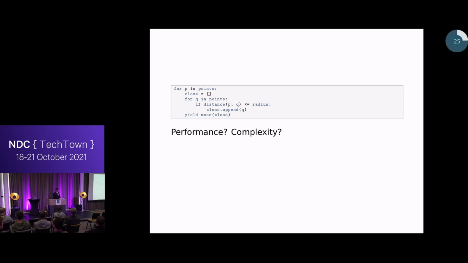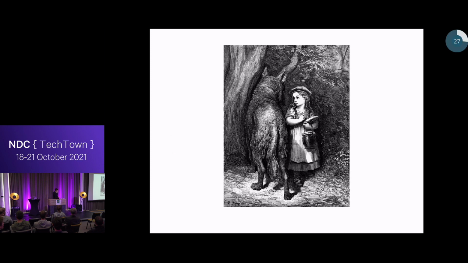So anyone want to take a stab at the performance and complexity of this? This is not a trick question. Anyone? Yeah? All right, so it's squared, right? Counter loops. Can you do better? Right? This is obviously a leading question. Yes, you can do a lot better.